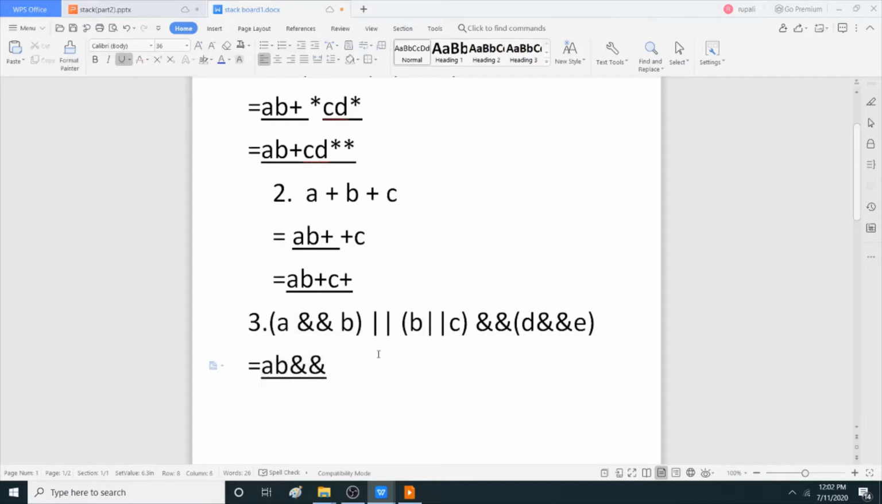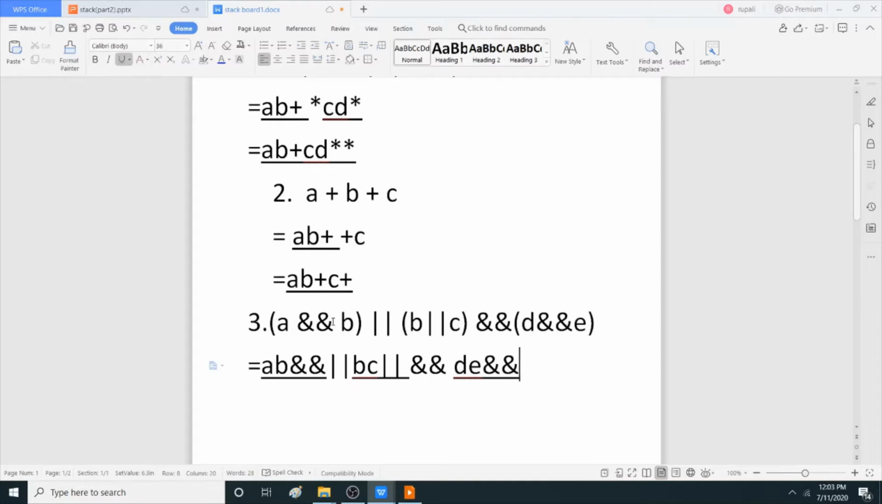Then just copy this or. No need to underline this. Next, B or C becomes B C or. Underline it. Now there is one and. After that, D and E becomes D E and. Underline it.